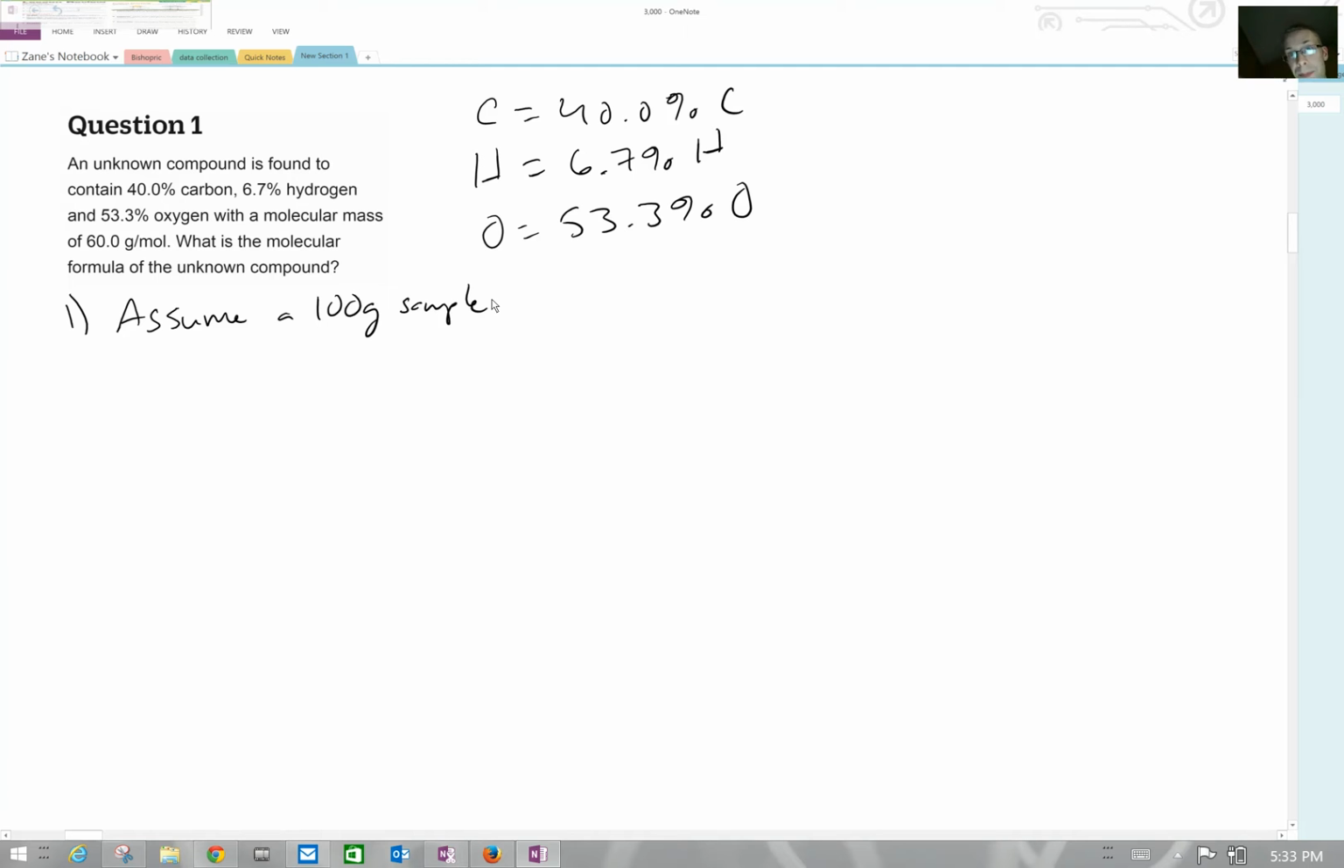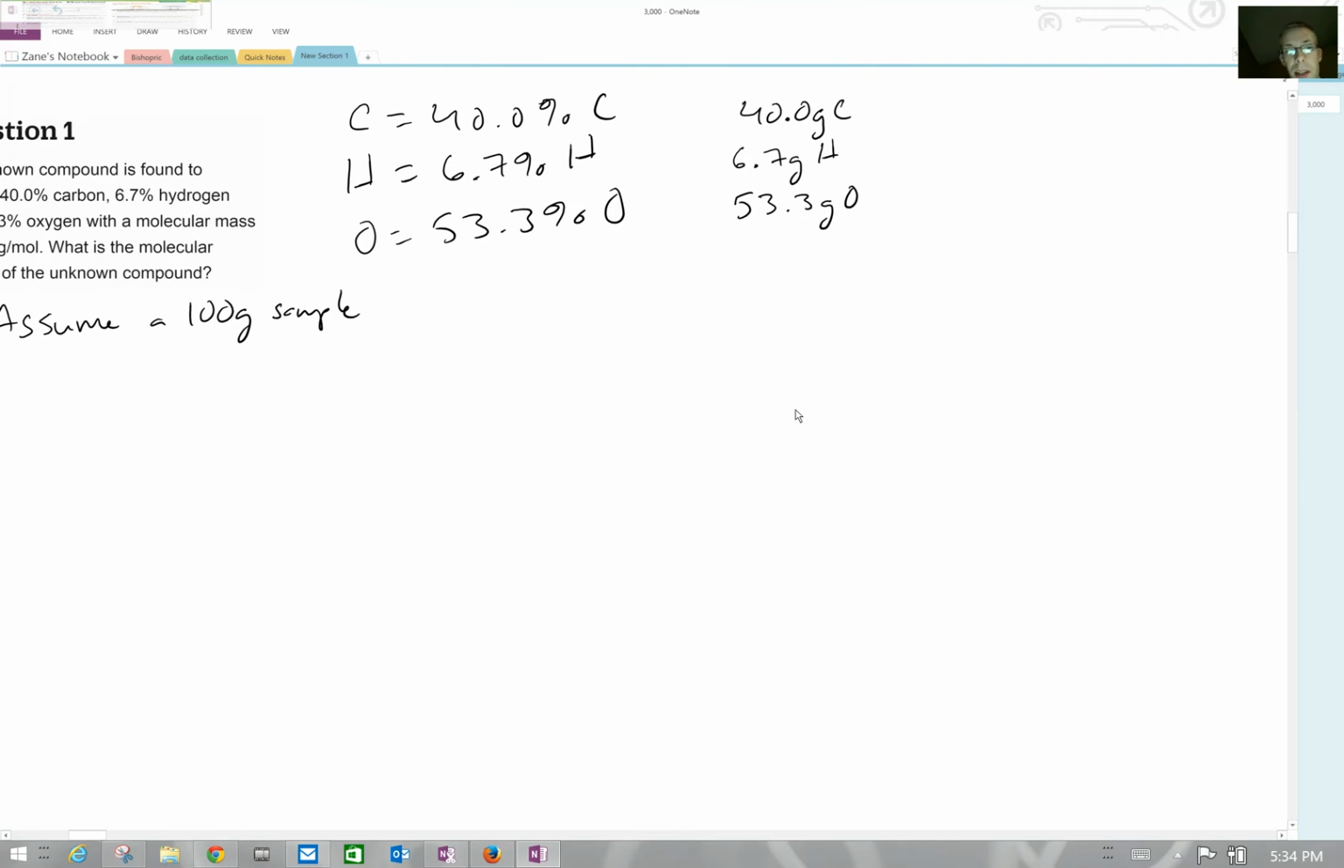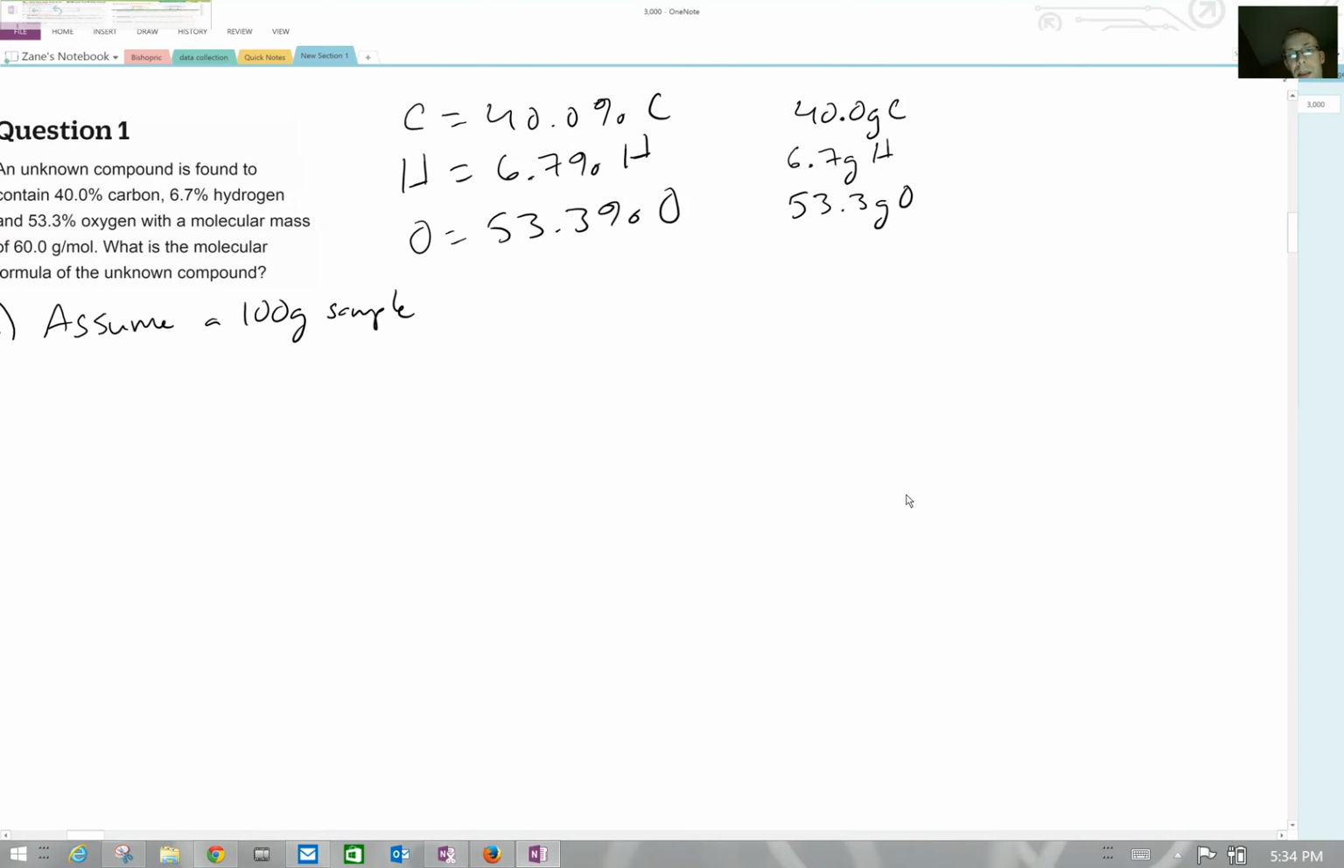Now if that's true, then in our 100 gram sample we should have 40.0 grams of carbon, 6.7 grams of hydrogen, and 53.3 grams of oxygen. Okay? So what we need to do to convert this to a formula is convert each of these gram values into their mole values. Okay, we're going to do that using their molar masses.